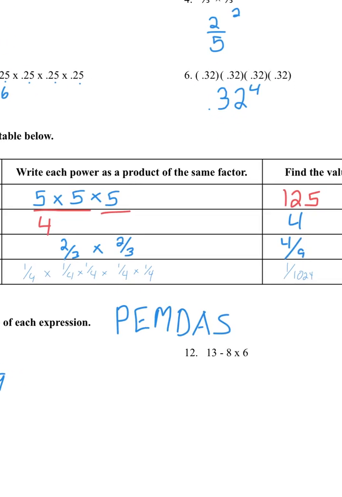Looking at number 12. Here we have multiplication, so that's got to come before the subtraction. So 8 times 6 is going to be 48. And then we have 13 minus 48. Bring down that 13 and the subtraction sign. 13 minus 48 is going to be negative 35.